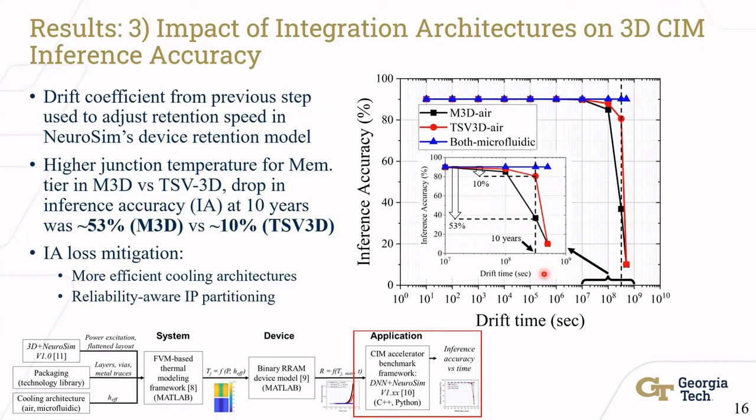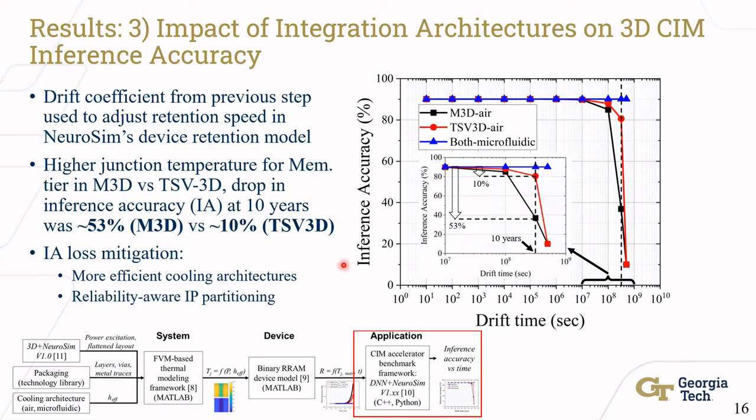Now, the final evaluation was how the updated retention model obtained in the previous step can impact an application. And for this case, we consider representative image inference as a representative application, and we evaluate the inference accuracy over time for the different integration and configuration types that we have considered.